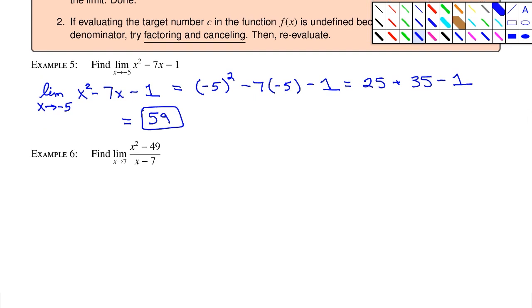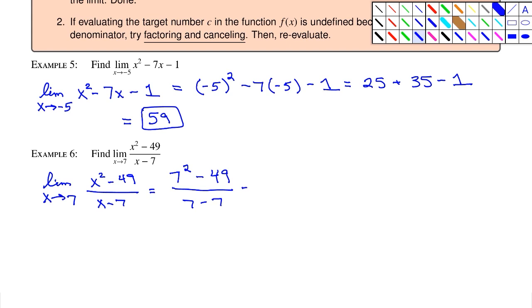Example number 6. Find the limit as x goes to 7 of x squared minus 49 over x minus 7. So let me write out the problem. And then let's try to evaluate. So we get 7 squared minus 49 over 7 minus 7. Well, 7 squared minus 49 is 0, and 7 minus 7 is 0. So this is not good. It's not bad, but it's not good.